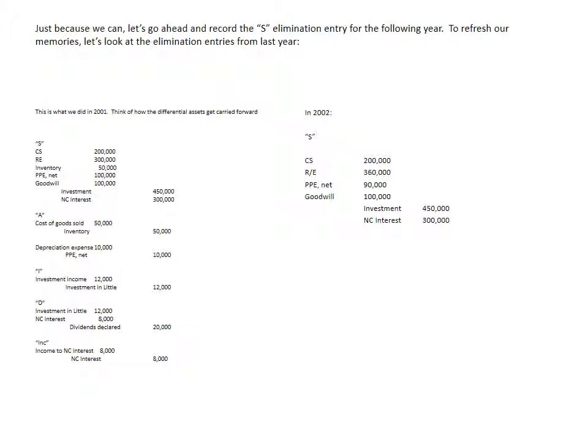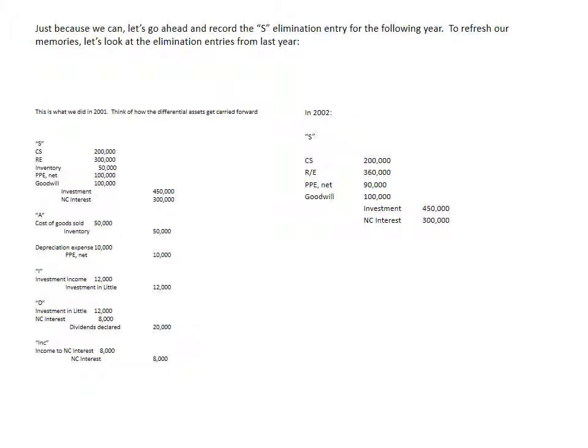Again, the S entry for 2002 on the right-hand side, we're going to eliminate the subsidiary's beginning-of-year equity accounts. The common stock is still 200,000, but if you look at the previous slide, the subsidiary's ending retained earnings in 2001 is up to 360,000. So we eliminate the beginning of year subsidiary equity accounts.